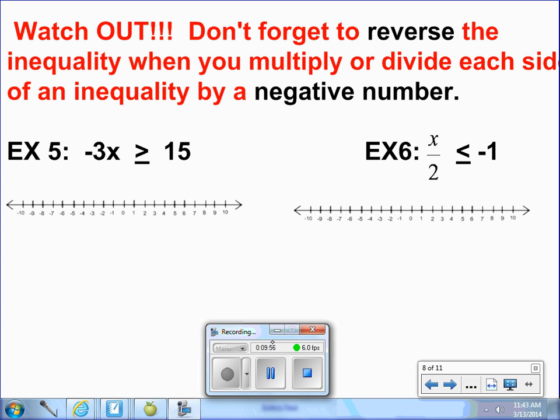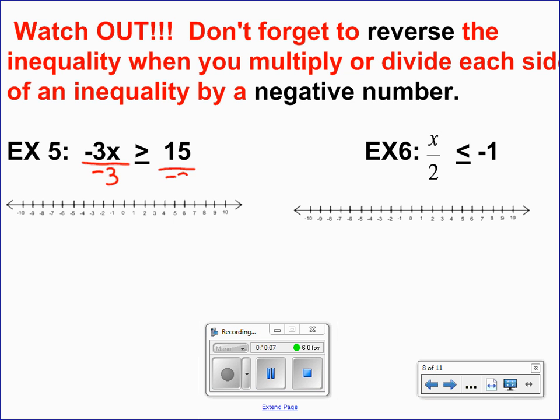Let's do some examples. In example 5, we have negative 3x is greater than or equal to negative 15. We're going to have to divide each side by negative 3. Now, since I'm dividing by negative 3, we're going to reverse the inequality sign. If you did not reverse the sign, then the inequality would not be true. So now let's graph. X is less than or equal to negative 5. I'm going to find negative 5. It's going to be a closed circle because it has an equal sign. And I'm going to graph it going to the left.